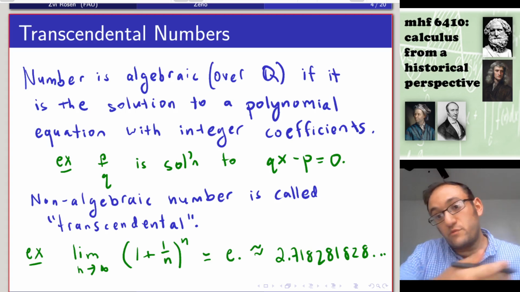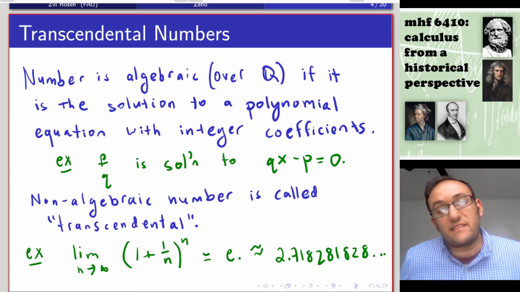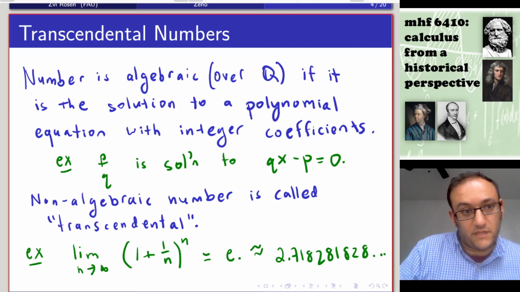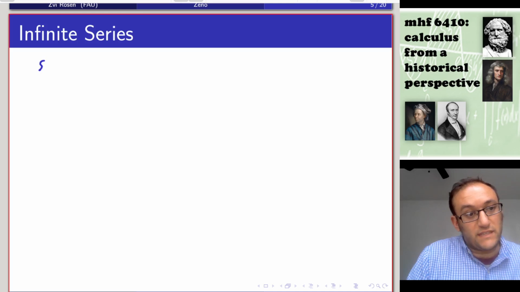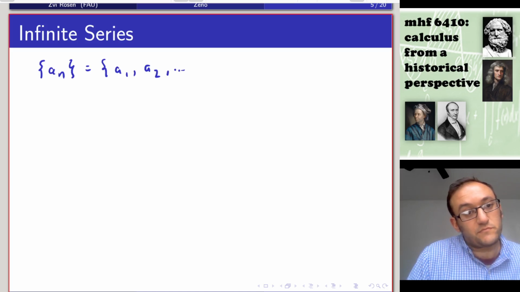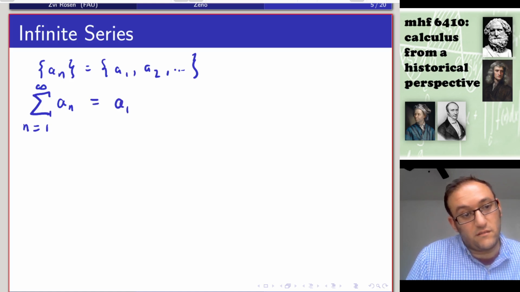So being able to define that limit means that e is something that kind of has to come out of the calculus. Okay, well, we can also talk about infinite series. So a sequence was a list of terms, a1, a2, etc. But we can talk about a series, n goes from 1 to infinity, of an. This is the sum of all of these terms.